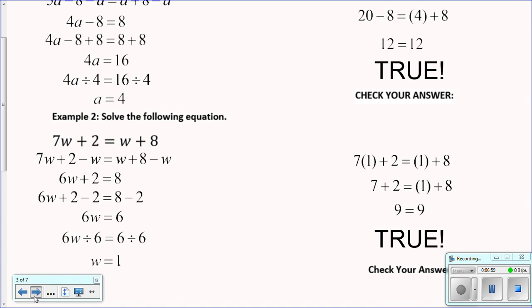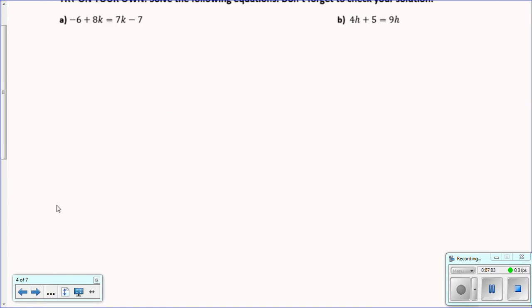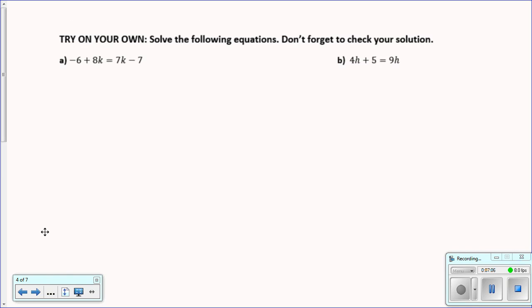So, all right. Now these two you're going to try on your own. Okay? And, is it just two? Yeah. These two I want you to try on your own and check your solution. Now if you get a false statement, like 12 equals negative 3 or something, that's clearly not true. Go back and check your work. Maybe you made a mistake with your inverse property, or you forgot a negative somewhere. Okay? So go back and check your work. Pause the video, do these two problems. We'll go over these in class.